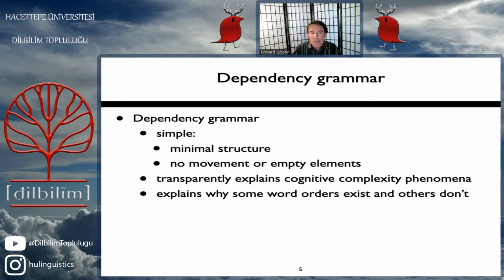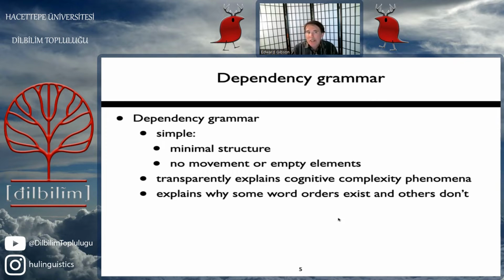Across all languages, long distance connections are harder to produce and comprehend. And I'll give you a bunch of evidence for that. And dependency grammar makes that transparent. You just see that in the structures. It doesn't mean that that's the right structure, but it makes it useful as a way to think about language. And that gives you a way to think about why.